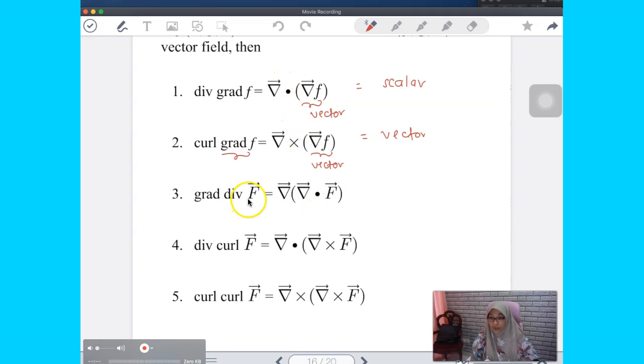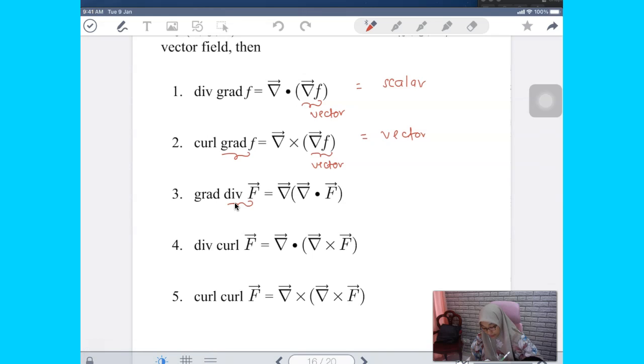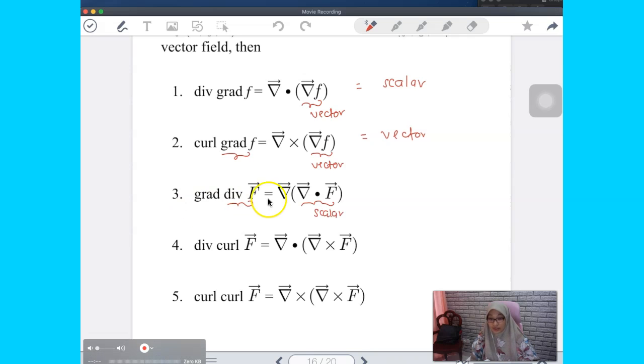So now the third one, the gradient of the divergence of a vector field. So we solve for the divergence of the vector field here, which means the formula will give you grad dot, right? The grad dot of the vector field will give you a scalar function. Now the gradient of the scalar function will give you a vector.